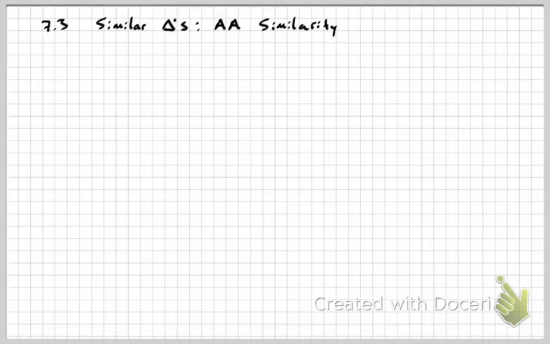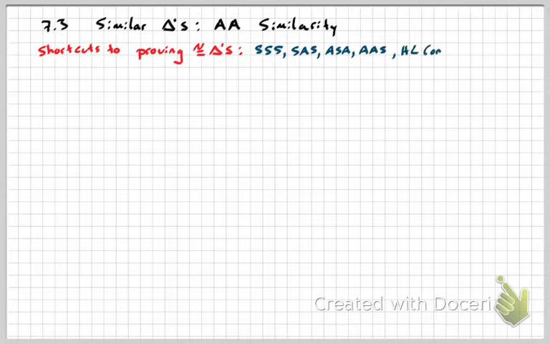Okay, so let's do a quick stroll down memory lane and try to remember the shortcuts for proving congruent triangles. So remember, we didn't have to show that every single piece was congruent. We only had to show specific things. So those shortcuts were side, side, side, side, angle, side, angle, angle, side, and HL, or hypotenuse leg, and that one only worked for right triangles. So remember, those were the shortcuts that allowed us to say that two triangles were congruent without having to find every single piece of information. So with similarity, there's also shortcuts, and today we're going to cover angle, angle.